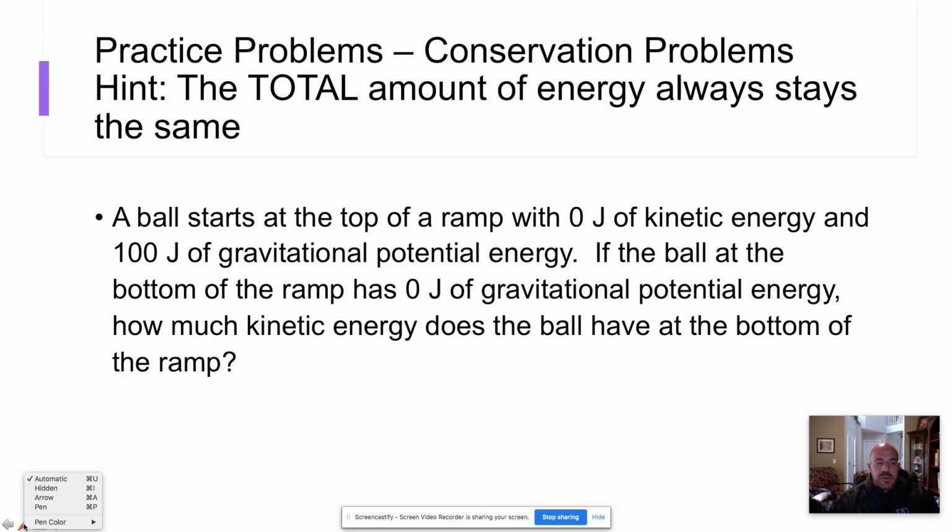All right, what about this problem? Same hint. Remember, the total amount of energy stays the same. So this looks like a crazy, hard, difficult problem, but it's not. It says a ball starts at the top of a ramp with 0 joules of kinetic energy and 100 joules of gravitational potential energy. We'll just add those up. What's the total? 100 and 0 is 100. If the ball at the bottom of the ramp has 0 joules of potential energy, how much kinetic does it have? There's no math. The total's the same. If there's 100 in one spot of one kind, there's 100 of the different kinds somewhere else. 100 and 100. Just remember that nice little hint, and these problems are super easy.